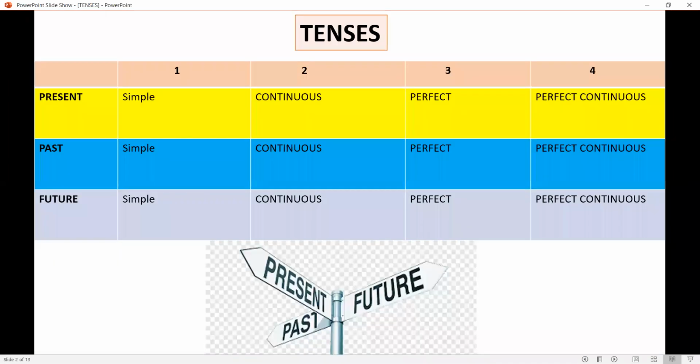Today's lesson is on tenses. This is a basic English language lesson. You have learned it in all classes, but it is important to refresh your memory so that you gain a better understanding of the usage of each type of tense.